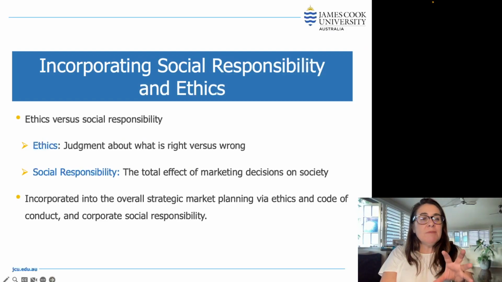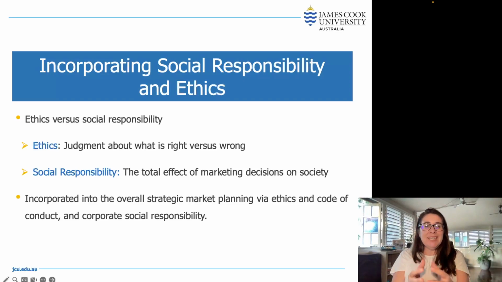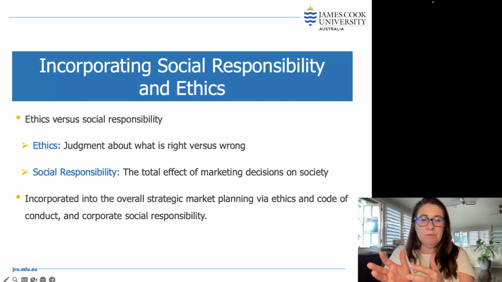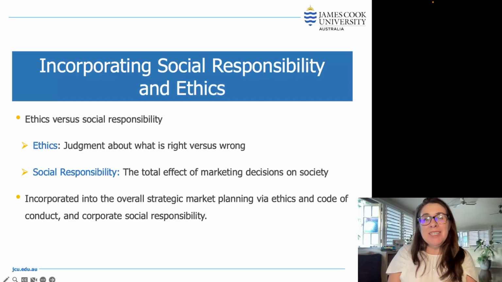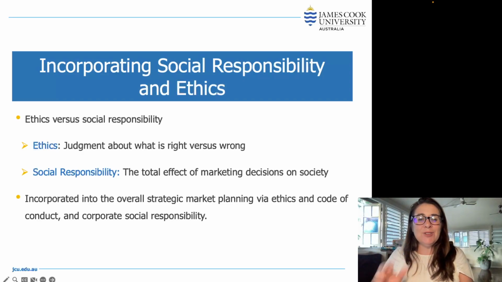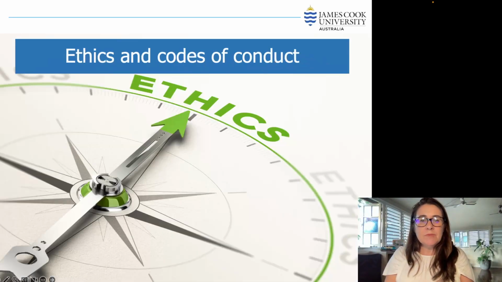So although the concepts of marketing ethics and social responsibility are often used interchangeably, it's important to distinguish between the two of them. So ethics relates to judgments about what's right or what's wrong in a particular decision-making situation. So sort of what's your gut feel on that? Whereas social responsibility deals with the total effect of marketing decisions on society. Because ethics and social responsibility programs can be profitable, many companies are incorporating them into their strategic marketing planning.